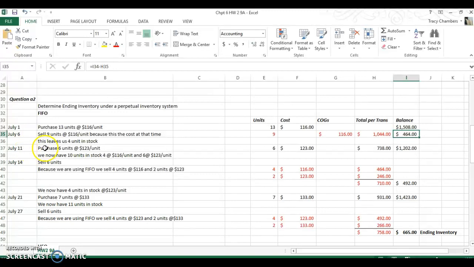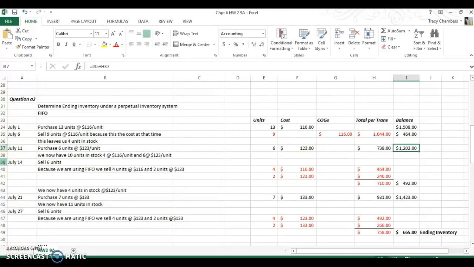On July 11th, we purchased 6 units at $123 per unit. 6 units at $123 per unit gives us $738, which we add to our balance, giving us a new balance of $1,202. We now have 10 units in stock because we had 4 units and we purchased 6 units. So we have 4 units at the original $116 per unit, and we have 6 units at $123 per unit.